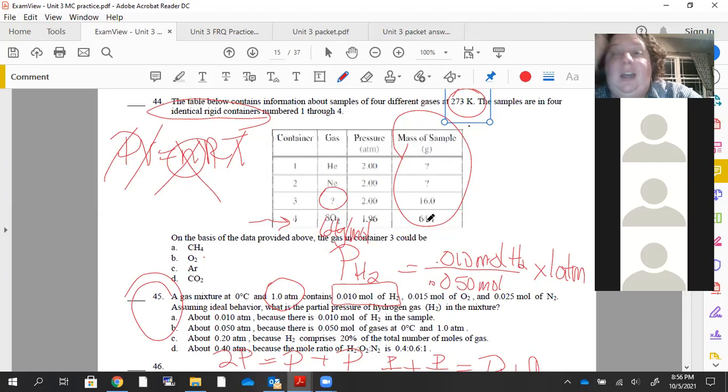So that means we've got about 1 mole of gas in here, which means I also should have 1 mole of gas in container 3. So which one of these choices is going to get me closest to 16 grams for 1 mole? Should be A, CH4. Carbon's 12, each hydrogen is 1. So that adds up to a total of 16.